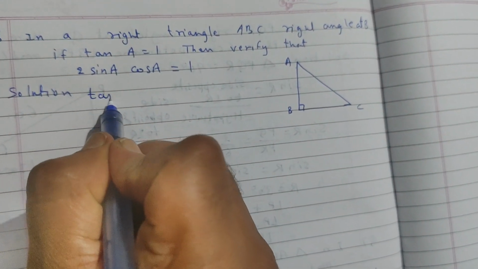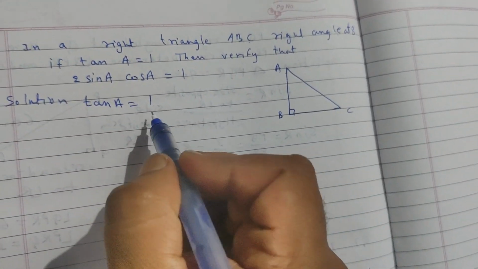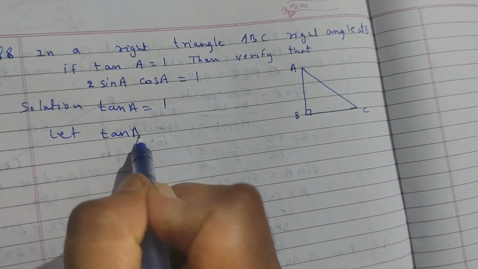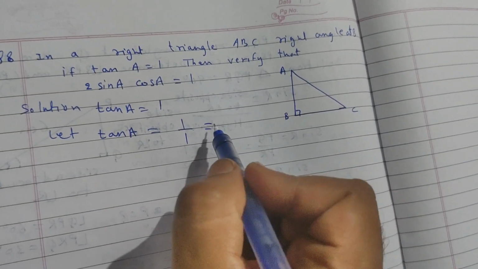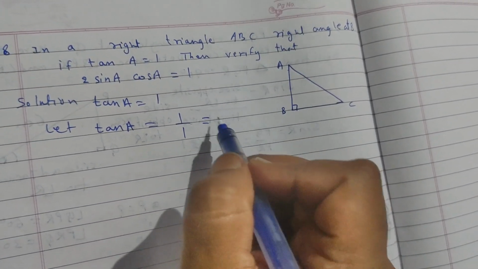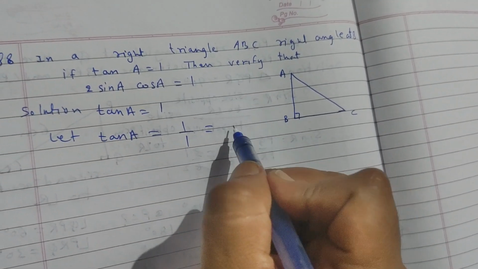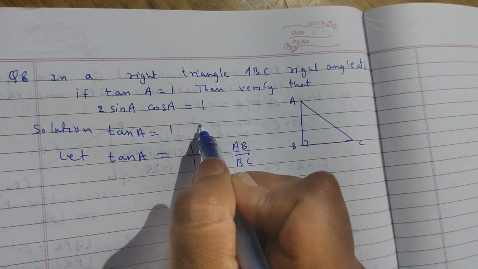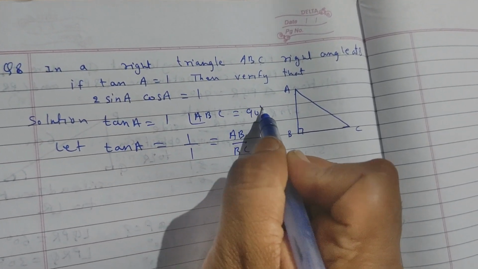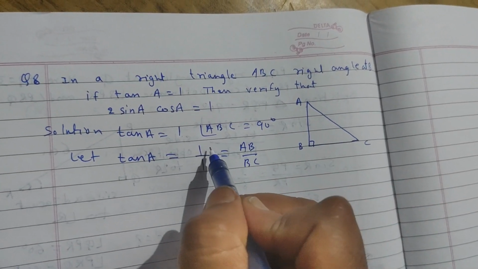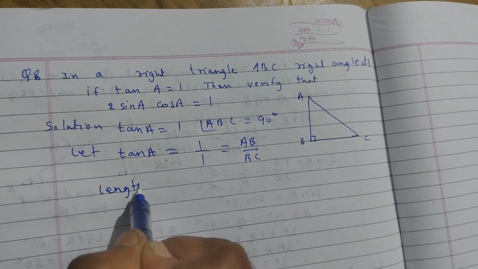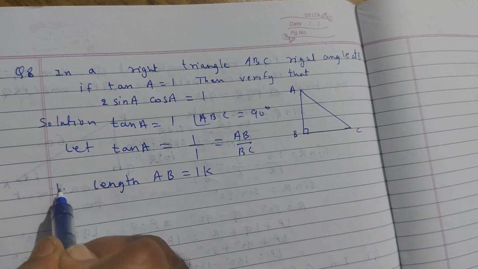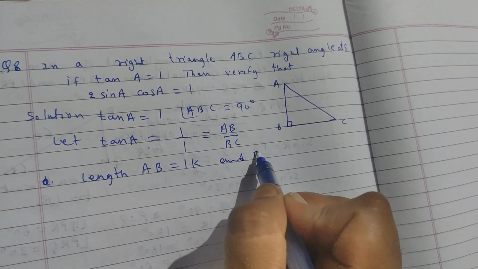tan A is given as 1. So let tan A is equal to 1 by 1, which is equal to our tan A. Here AB by BC, and angle ABC is 90 degrees. So let the length AB be 1K and BC be 1K.